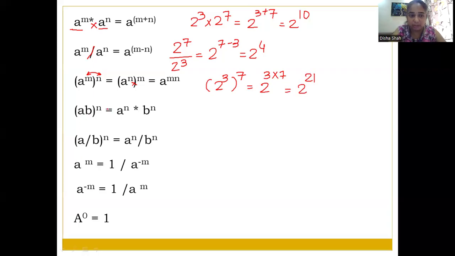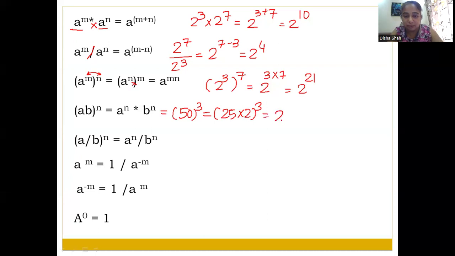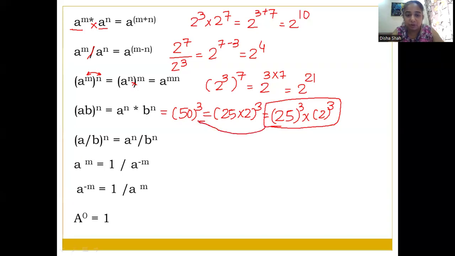Next, ab raised to n, meaning the whole number ab has a power on it. So if we break the number, then that can be written as a raised to n into b raised to n. For example, 50 cube, 50 can be written as 25 into 2. So it is 25 into 2 whole cube. This can be written as 25 cube into 2 cube. Okay. Similarly, if 25 cube into 2 cube is given, we can also write this as 50 cube.